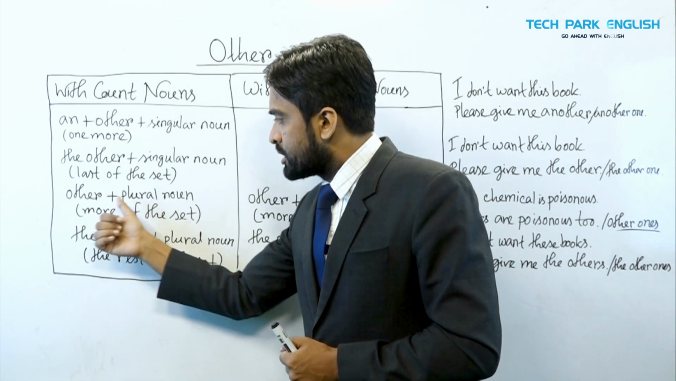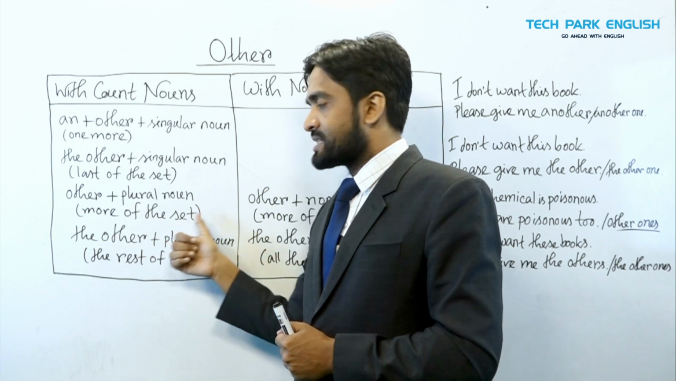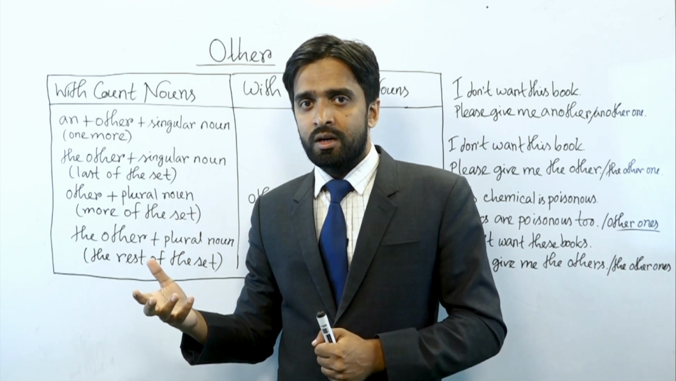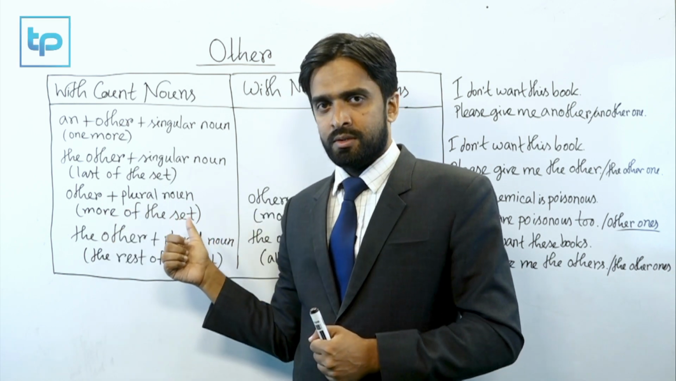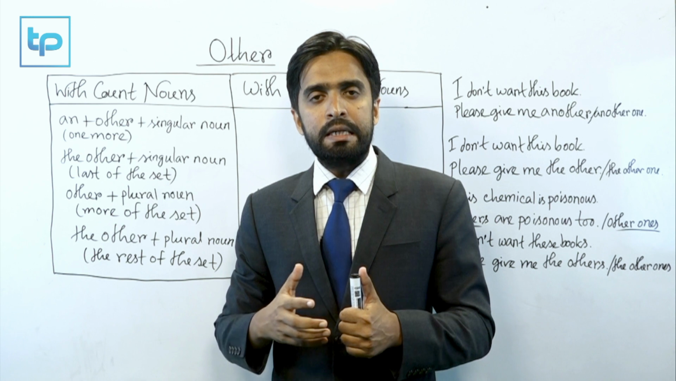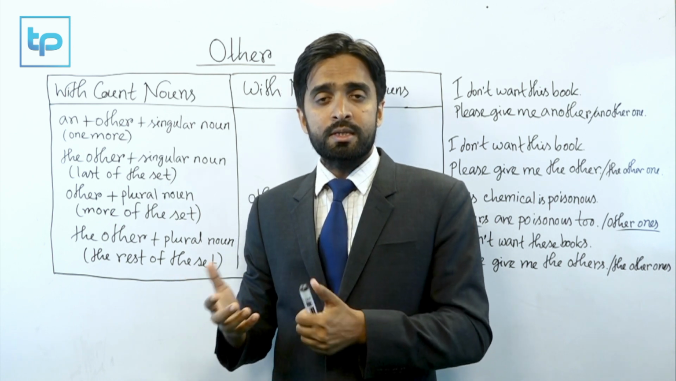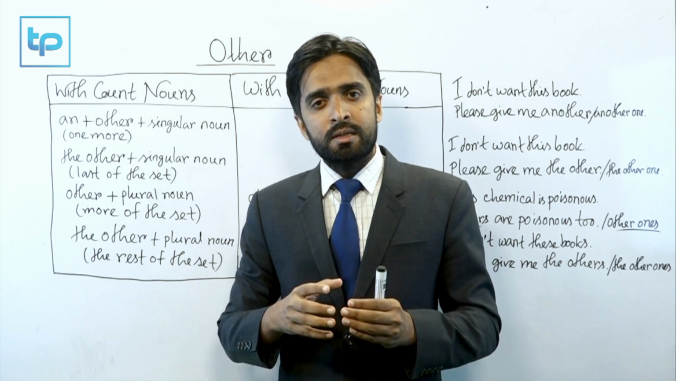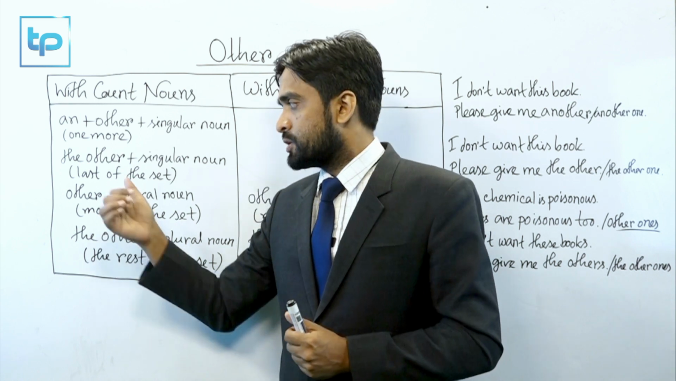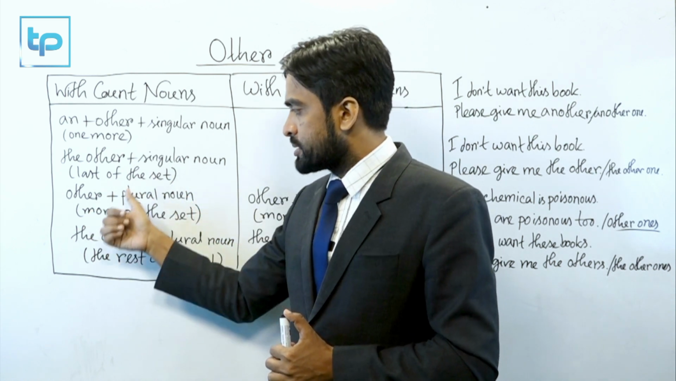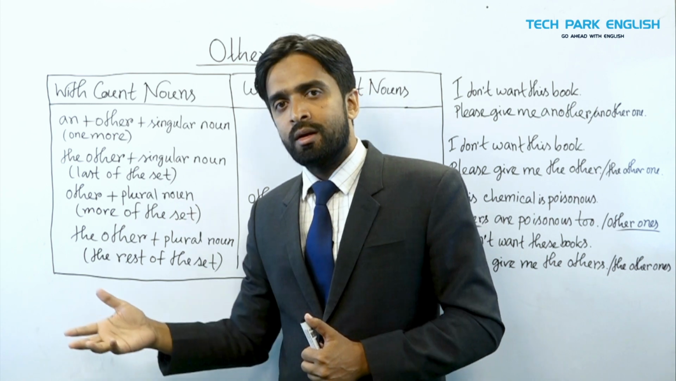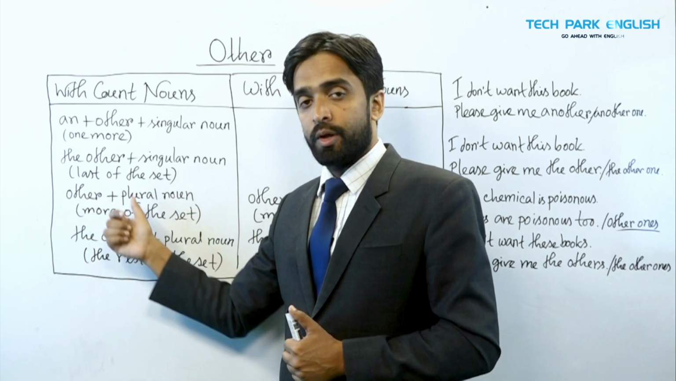And then other with a plural noun. It means more of the set. So you could say, other pencils. That means some more pencils. I need other pencils, or I need other books, or I need other tables, I need other pens, I need other mobile phones. It means I need some more mobile phones, some more pencils, some more pens, some more tables. So other with a plural noun talks about something more. When you need something more, you could use other with a plural noun.